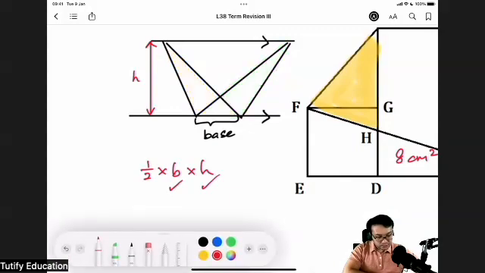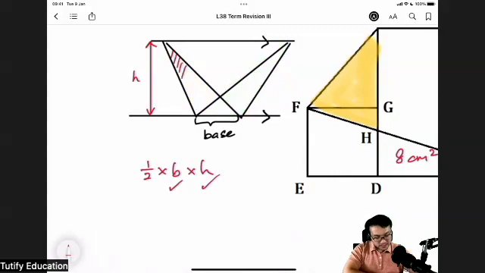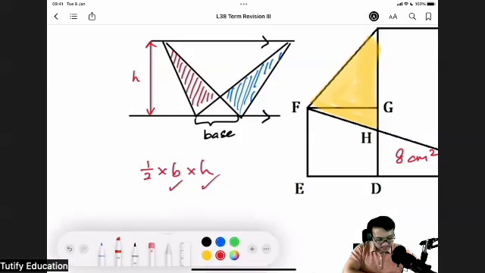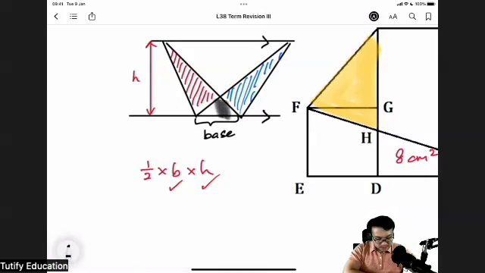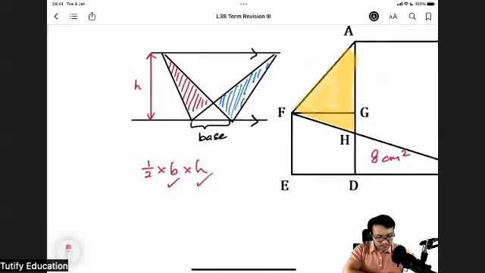Now, one more question I have for you, Junchen. Look at the red shaded area and look at the blue shaded area here. Do you think the area of the red shaded and the blue shaded is the same? Yes or no? Yes. Very good. Because the areas of the yellow and green triangles were the same, you just need to minus away the bottom, and you will get the red and the blue area. So the red area is the same as the blue area.